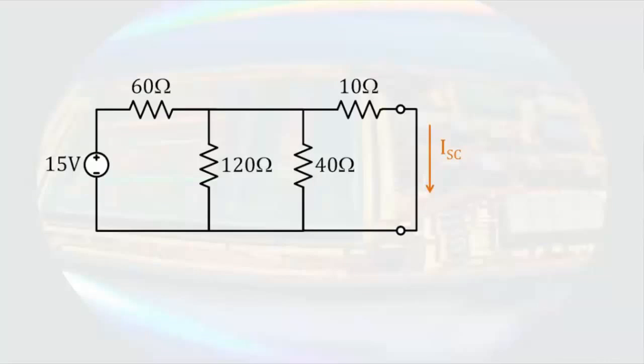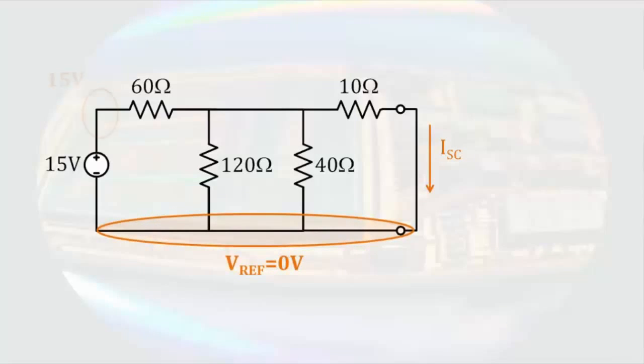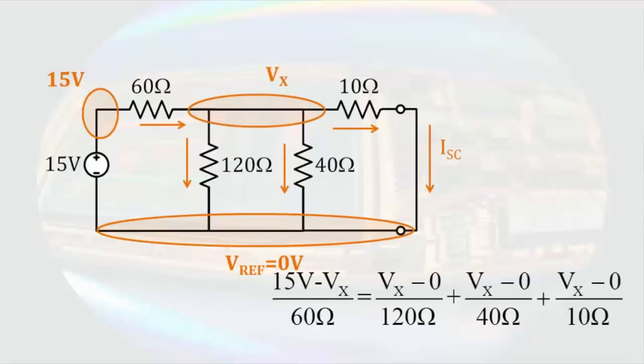Even though we were looking for a current, I'm going to solve this circuit using node voltage analysis because it requires only one node equation. I'll start by selecting a convenient reference node. Then, because of the 15 volt source, this node is at 15 volts. Let's call the remaining node Vx. After choosing directions for the currents, we can write the following node equation.